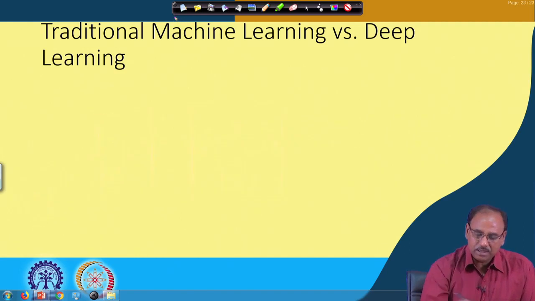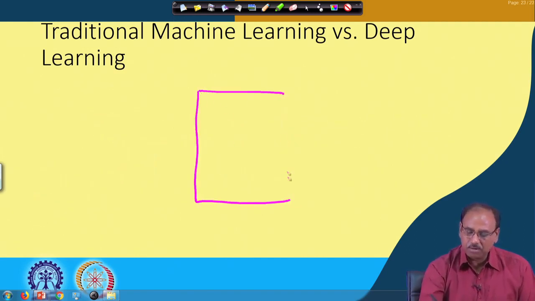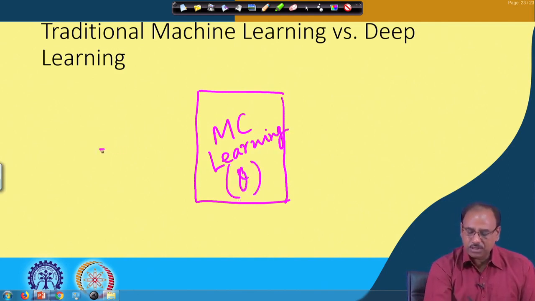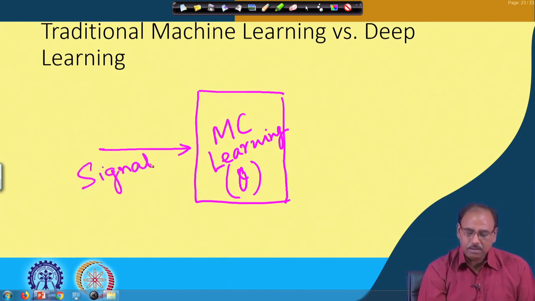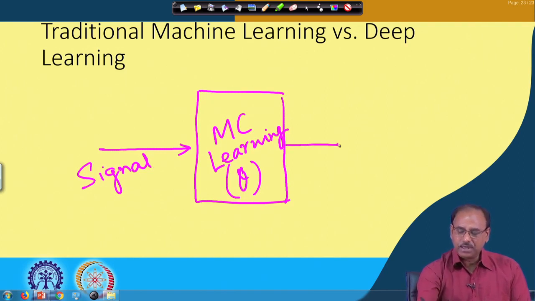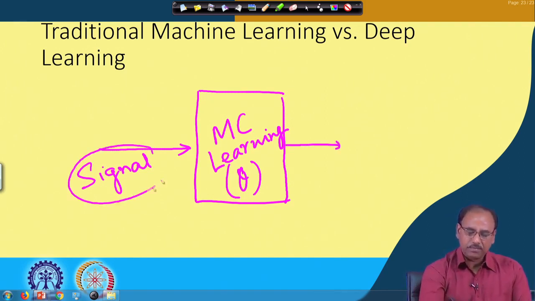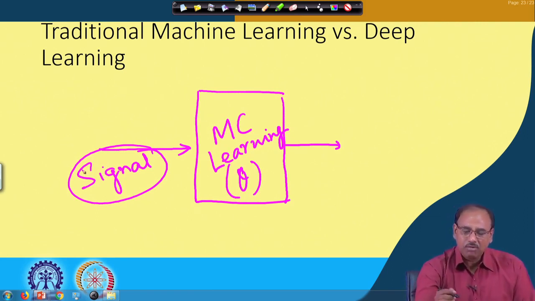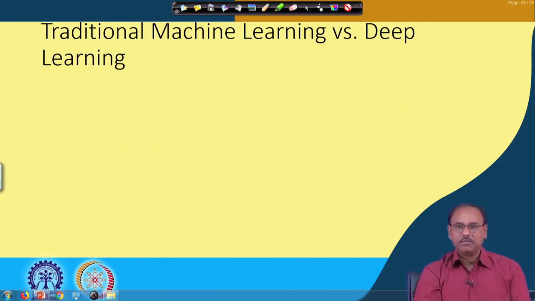So, what you have is this machine learning algorithm, again with some set of parameters theta, and the raw signal is fed directly to this machine, and the output of the machine is the decision that you take from this signal. So, even for deep learning, I also need to represent the input signal as a vector or set of vectors. So, how do I represent that input signal as a set of vectors?